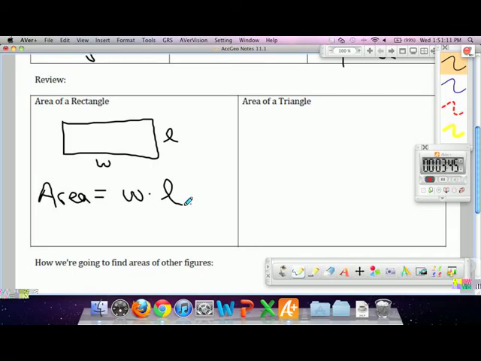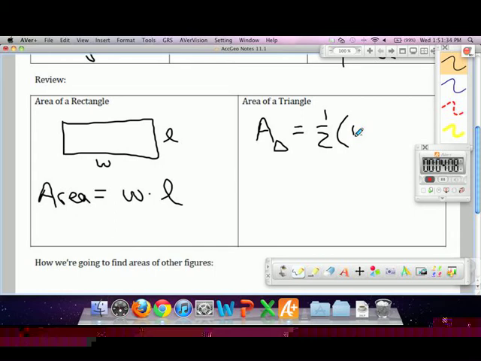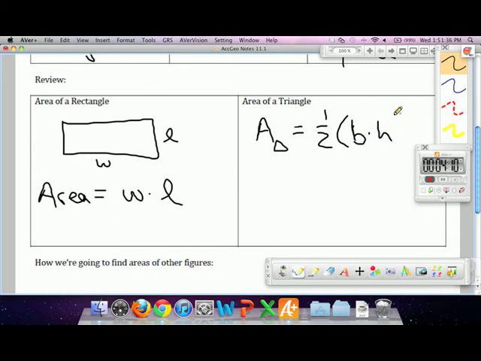The area of a triangle is built off of the area of a rectangle. I'll denote the area of a triangle by A for area, with a subscript, and I'll draw a little triangle for a triangle. Hopefully you recall, it's half of the triangle's base times its height.